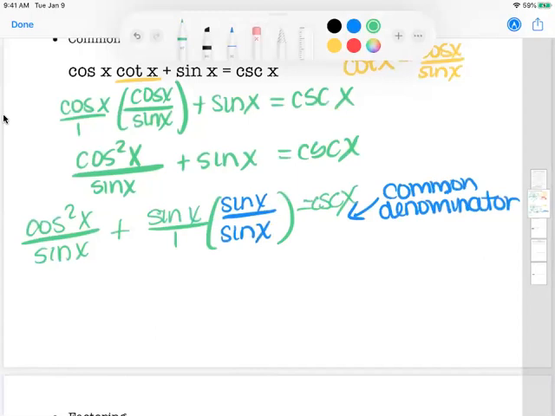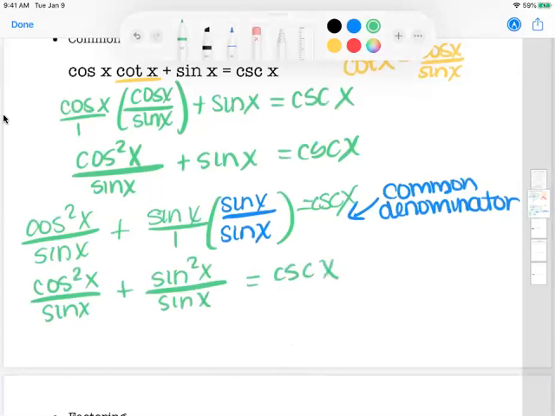All right, so now I'm just going to write this down again: cosine squared x over sine x plus, now I have sine x times sine x is sine squared x over 1 times sine x is sine x, equals cosecant x. Now that I have two fractions with a common denominator, I can add their numerators together. So I have cosine squared x plus sine squared x over sine of x equals cosecant x.